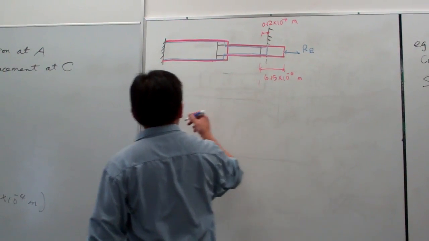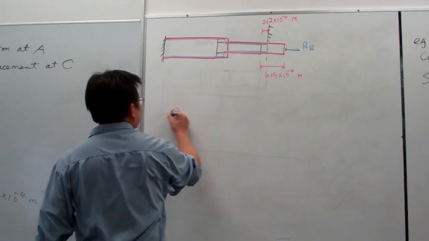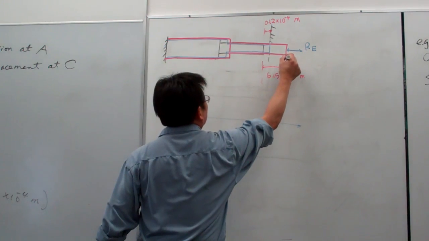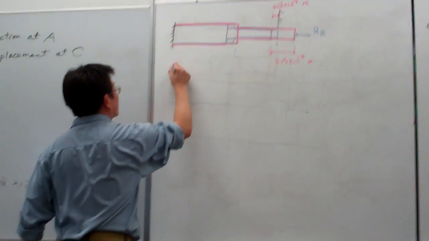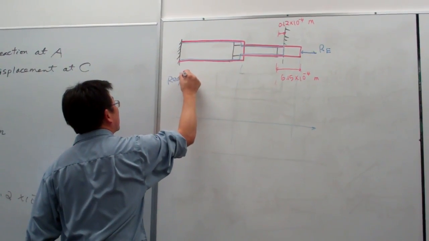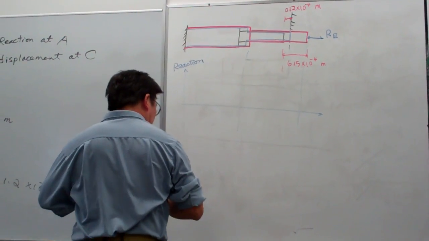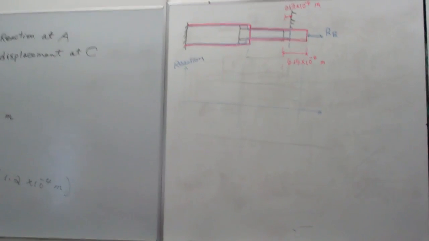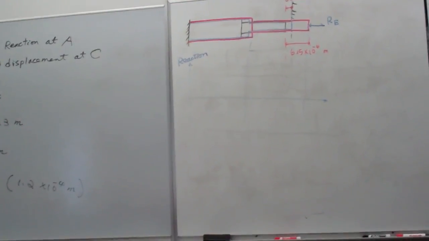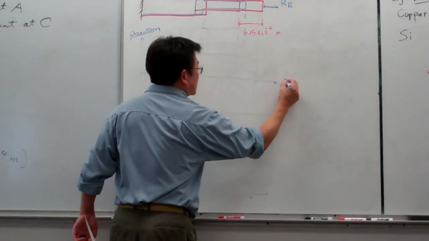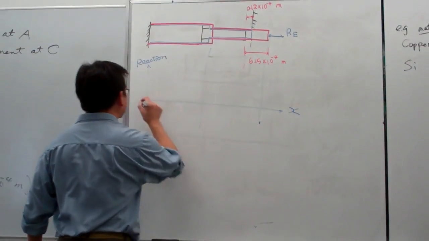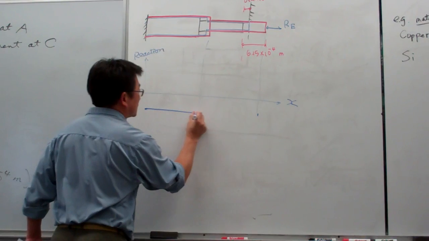Due to the existence of the RE, let me put it this way. For the RE, the model will be something like this. This is the reaction force. And let me change the color. So this is X. For this case, this is 0. So RE is here.